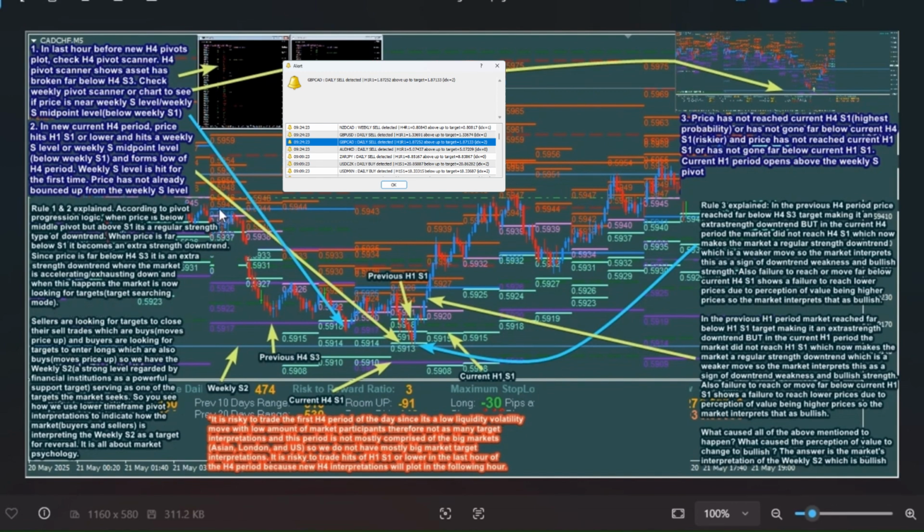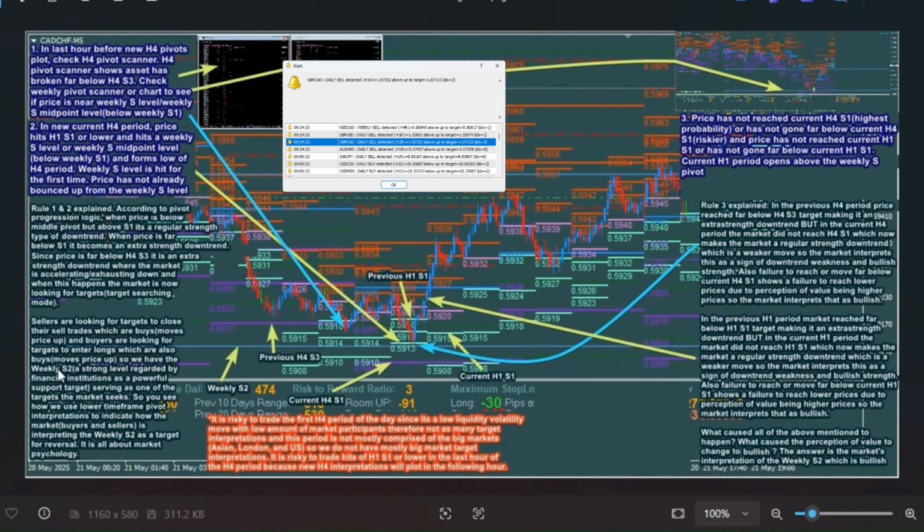Okay? So when price accelerates or exhausts downward and breaks far below the H4 S3, the market is in target searching mode. It's looking for a target, okay? Sellers are looking for targets to close their sell trades, which are buys, which moves price up. And buyers are looking for targets to enter longs, which are also buys, which moves price up.